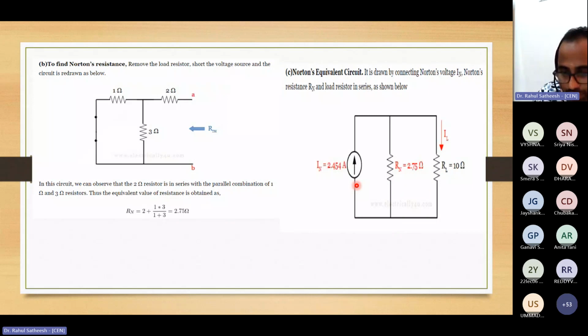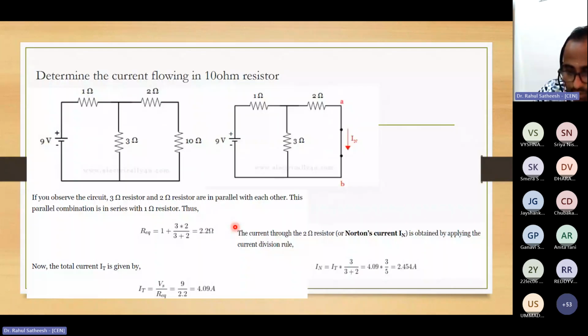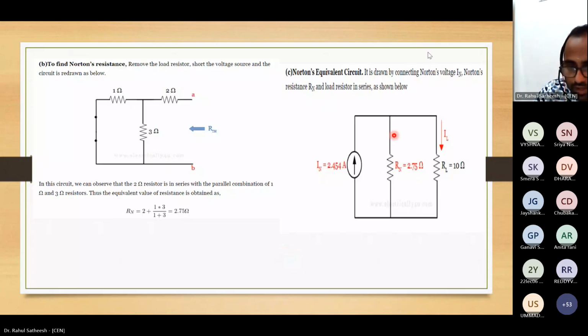a current source IN. We already found IN. What is IN? 2.454 ampere here, 2.454 ampere here, and also Rn is equal to 2.75 ohm here, Rn. So Rn is here, and RL is the load resistance we removed earlier, 10 ohm. Then you can find out IL, IN, Rn, RL. And also you can find out IL through the current division rule.